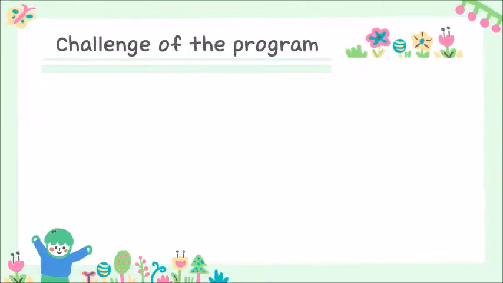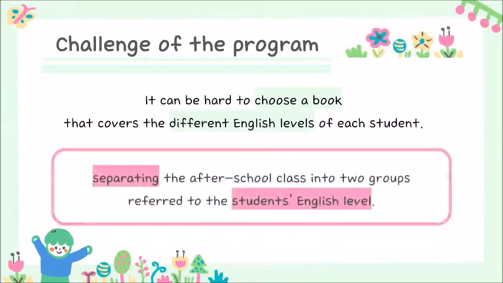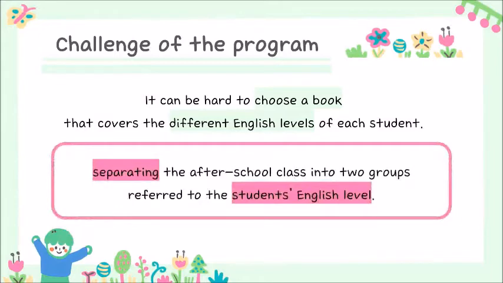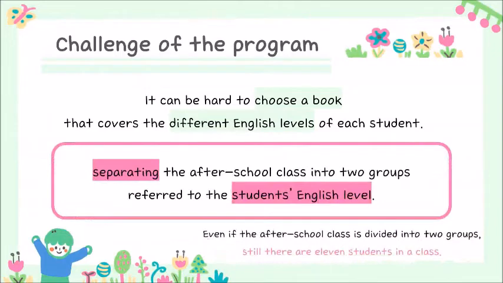The expected challenge of this program is that it can be hard to choose a book that covers the different English levels of each student. We can mitigate this problem by separating the after-school class into two groups according to the students' English level. Even if the after-school class is divided into two groups, there are still 11 students in a class. Thus, group activities and collaboration activities can be done.